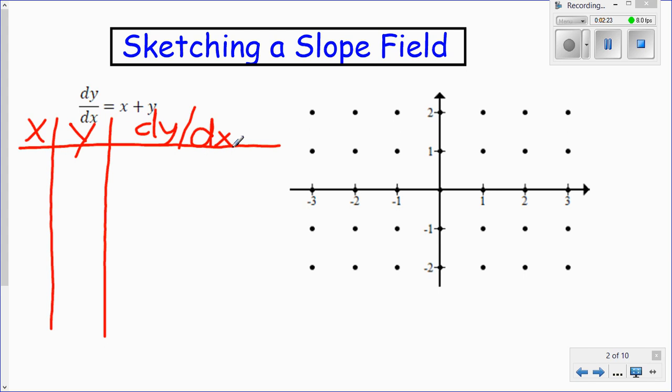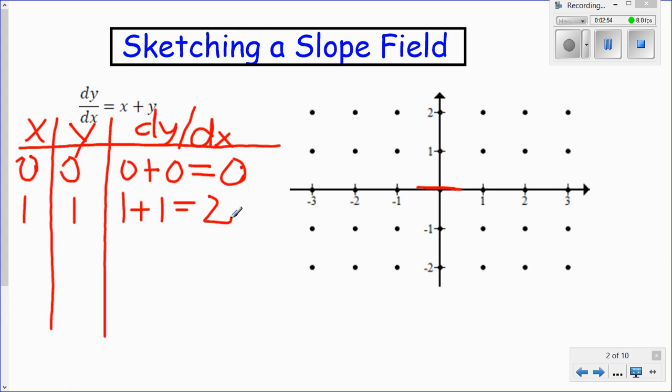Let's start with an easy point. How about the origin, (0, 0)? If x is 0 and y is 0, and we're adding x plus y, then we're still going to get 0. So in that case, I would want to draw a tangent line that is horizontal, because remember, a horizontal line has a slope of 0. Now let's go to the point (1, 1). Again, we're adding x plus y: 1 plus 1 equals 2. So at the point (1, 1), I want to draw a tangent line with a slope of 2. I'm just going to do the best I can with that.